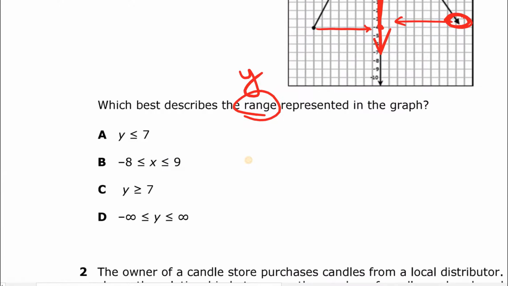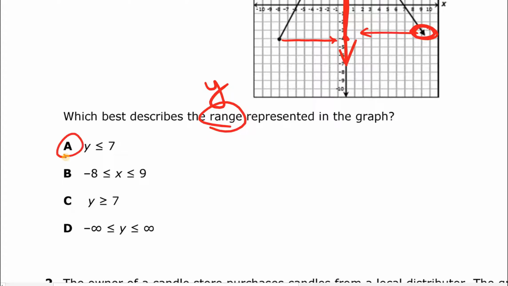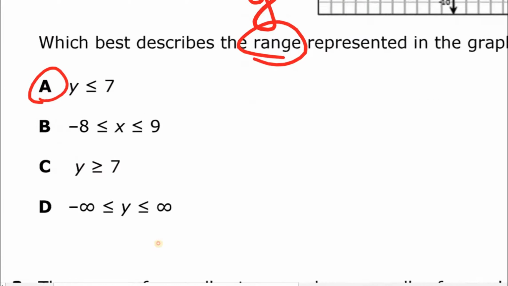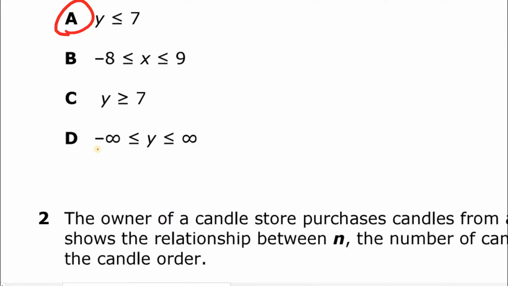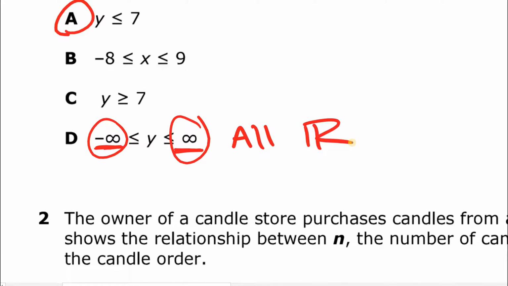So the answer choice that matches there is A. Y is less than or equal to. If you got confused by D with these symbols, that's just saying it can go from negative infinity to positive infinity. That's another way of just saying all real numbers, which is the phrase we use in class.